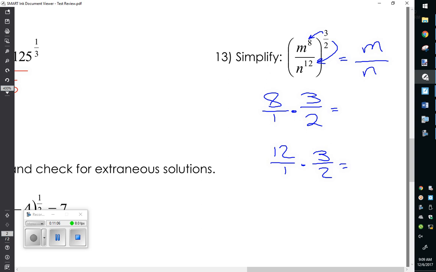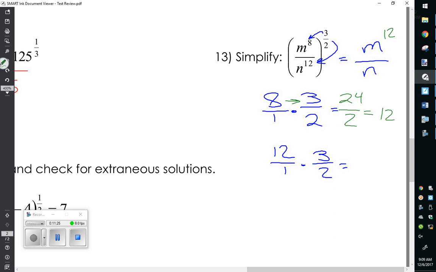So I'm going to take 8 over 1 times 3/2 and 12 over 1 times 3/2. They're fractions, so I can just multiply straight across. 8 times 3 is 24 over 2, which gets me 12. So that m is going to be to the 12th power.